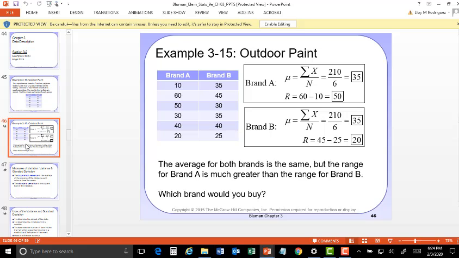Okay, so the average for both brands is the same, see it? The average. But if you take a look at the range, it says brand A has a much greater range than B. So which one would you buy?